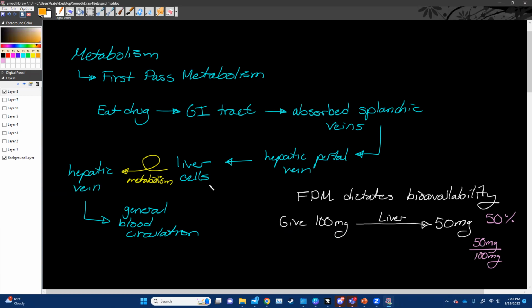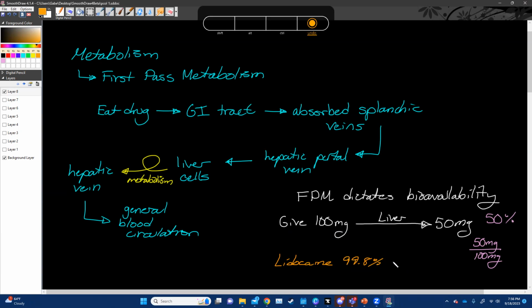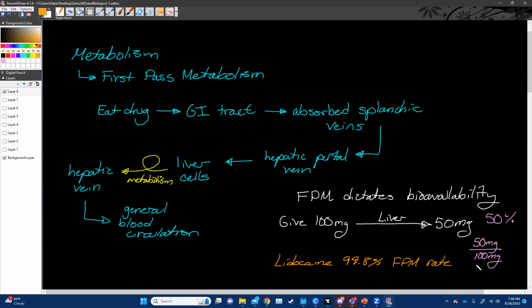You can have some drugs like lidocaine, for example. Lidocaine has a 99.8% first pass metabolism rate, which means that only 0.2% of the drug is actually entering the body.